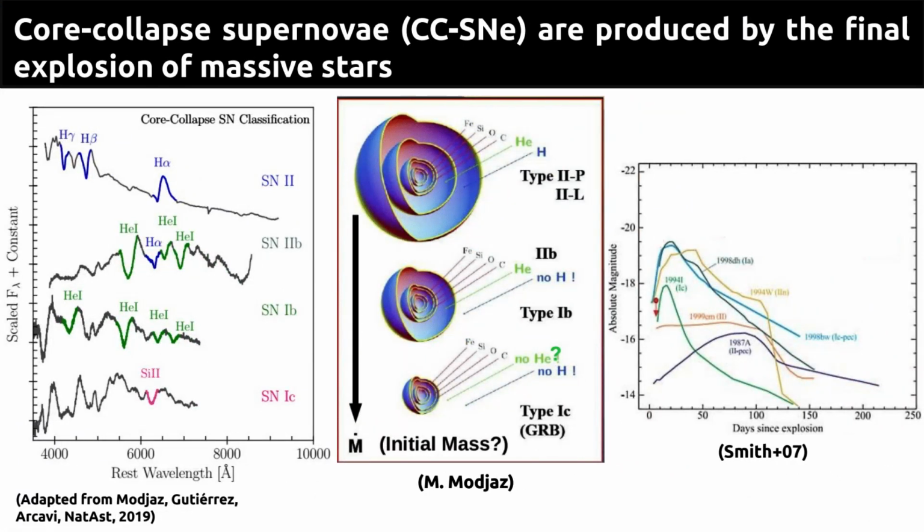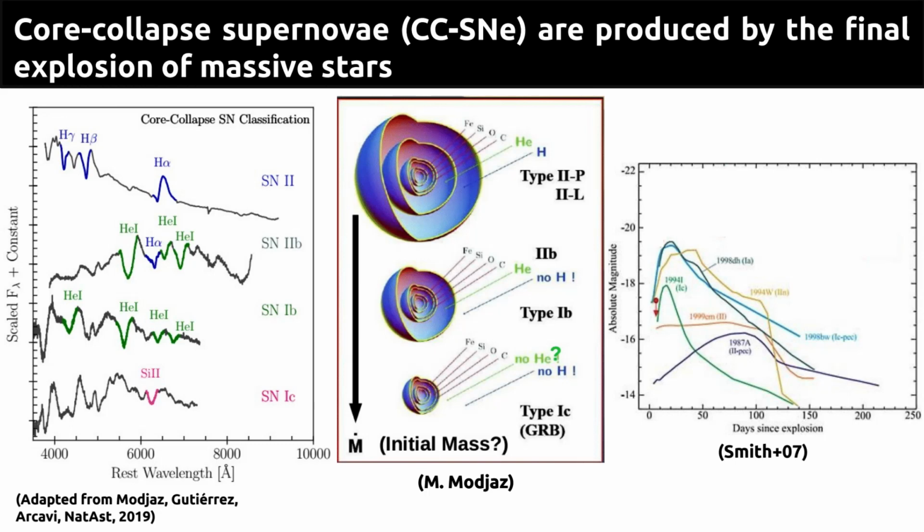My main research focus is core-collapse supernovae, and just a brief introduction. Core-collapse supernovae are produced by the explosion of massive stars. We classify them based on the lines that we see in the optical spectra, and the main classification is between type 1 and type 2.